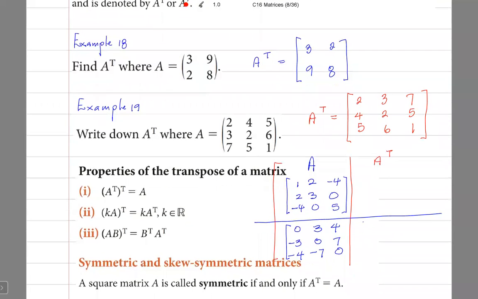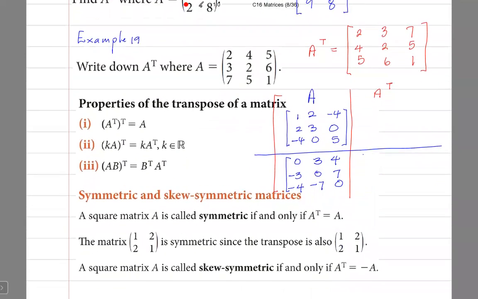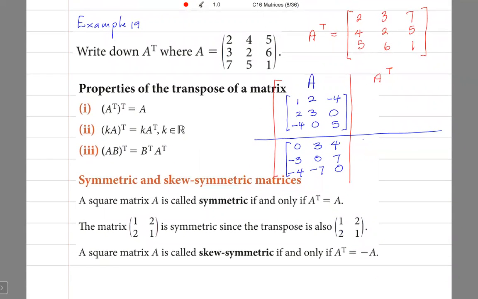Now, properties of the transpose of a matrix. Property 1: the transpose of A transpose is equal to A. That's largely intuitive. We change the rows into columns, and then we change the columns back to rows. Property 2: the transpose of the product of K and matrix A, where K is a real number, is equal to K multiplied by A transpose.